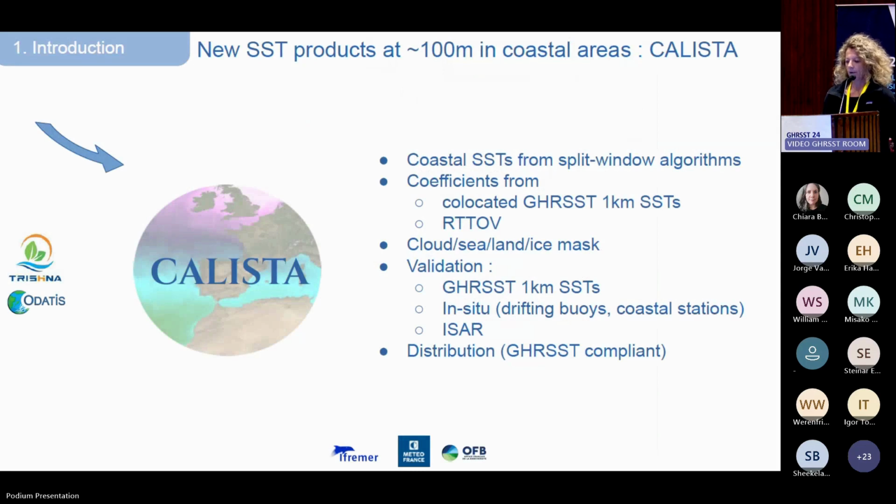So we have decided to propose an experimental product called Callista, providing coastal SSTs from split window algorithms, and it could be compared to the direct test algorithm presented by Emily yesterday. The coefficients can be estimated in our experiment from collocated GRIB data from also ECOSTRESS. We have assessed also cloud, sea, land, ice mask, and they can be validated against GRIB 1 kilometer SSTs or in situ measurements, and also from radiometer measurements. And they will be distributed in a GRIB format.